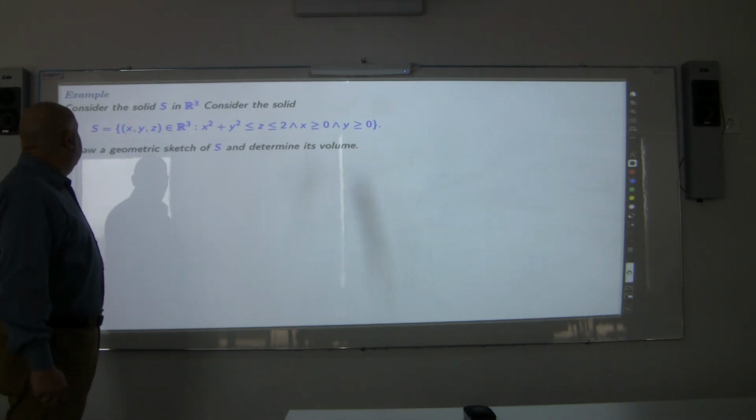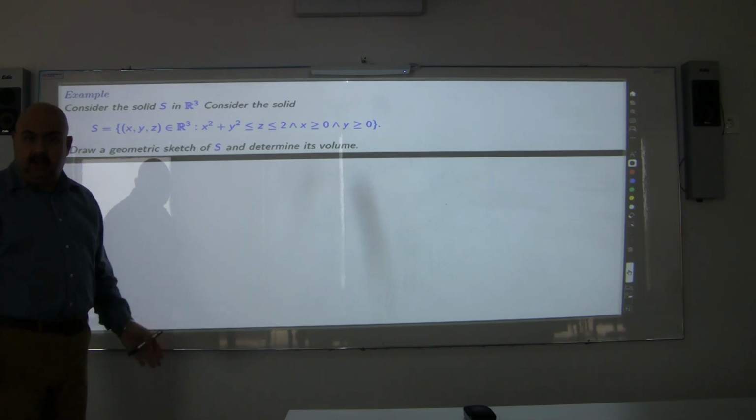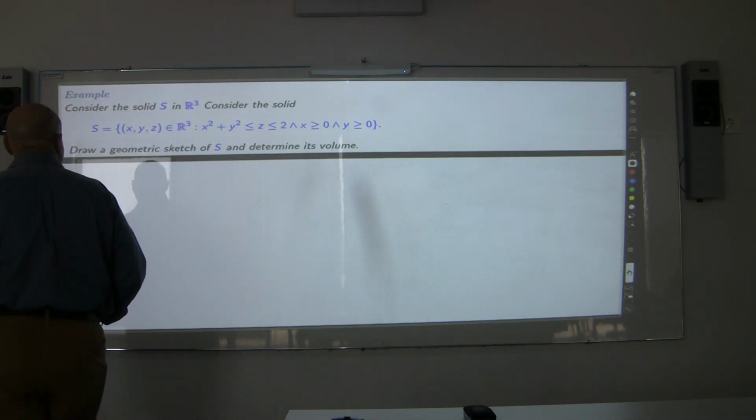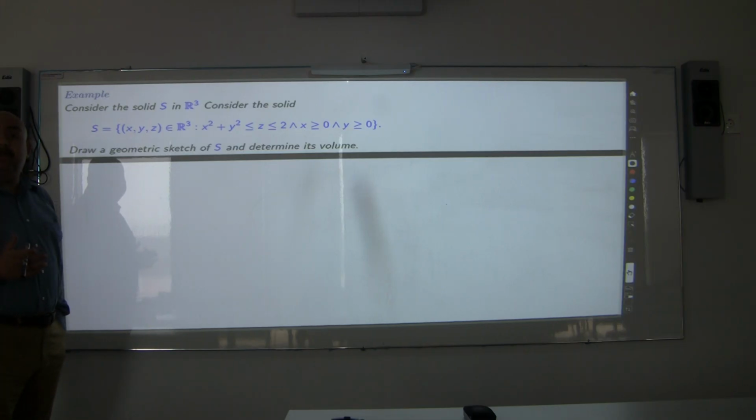I believe this problem will be very nice to clarify and to give you an idea about the details of this work. For example, here he is asking you, consider the solid S, (x, y, z) belongs to R cubed, which is x squared plus y squared less than or equal to z. Any ideas about this shape? x squared plus y squared equals z. Elliptic paraboloid. Okay, so it's going to be a paraboloid.